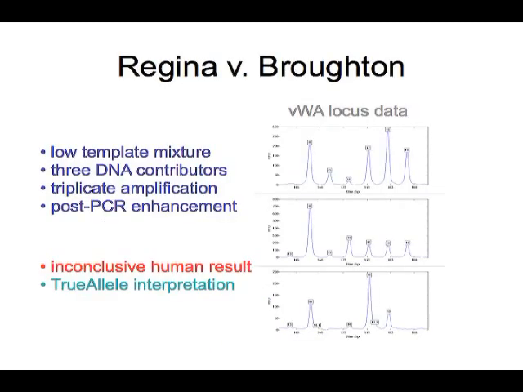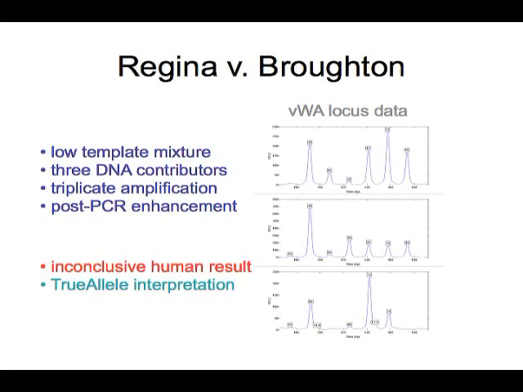This is a case that Cybergenetics was involved in. In England, this is the Queen versus Mr. Broughton. We'll take a look at one locus here that you're seeing, VWA locus data. This was a very low template mixture. There were 3 DNA contributors. Triplicate amplification was done. You see the 3 traces. And it's with a post-PCR enhancement that increases the relative scale by about a factor of 10.